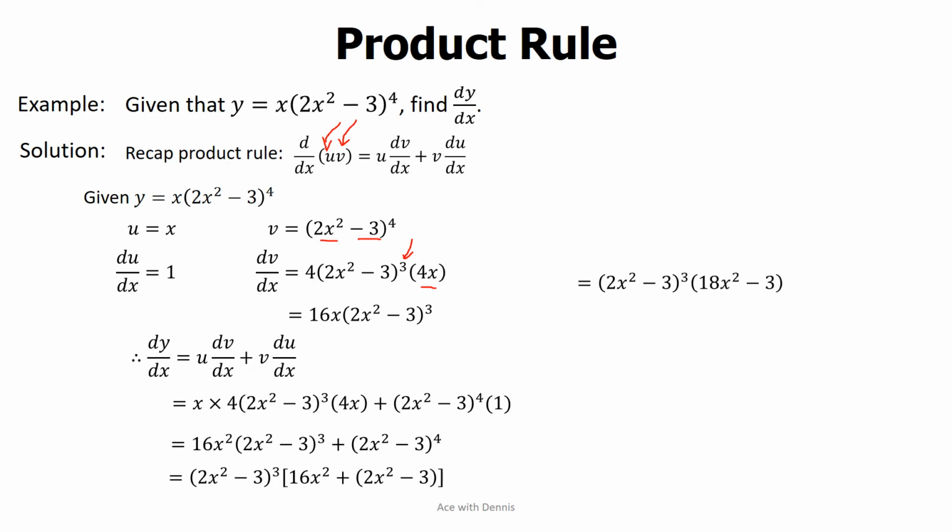And we still can simplify further. We get 2x squared minus 3 cubed times 18x squared minus 3. So factorize 3 and we get 3 times 2x squared minus 3 cubed, 6x squared minus 1.